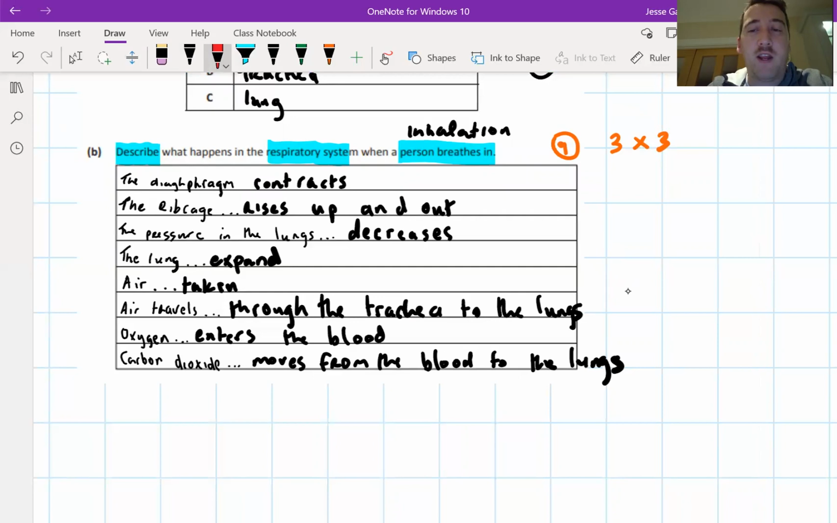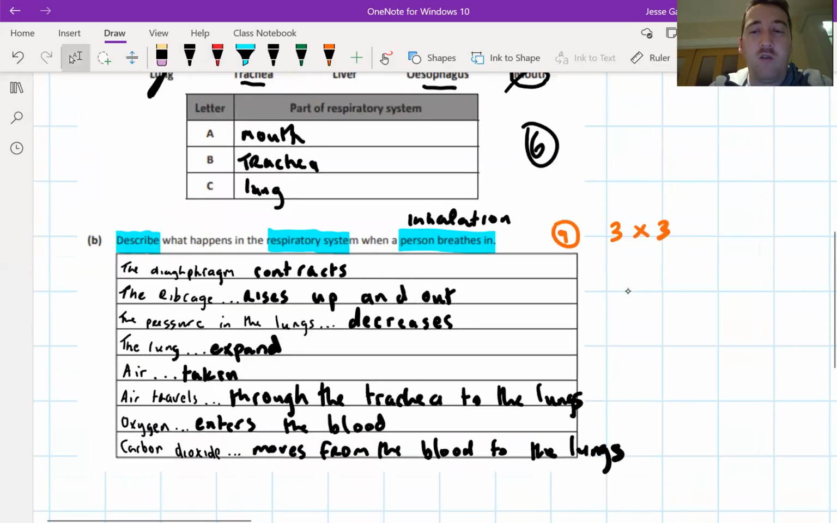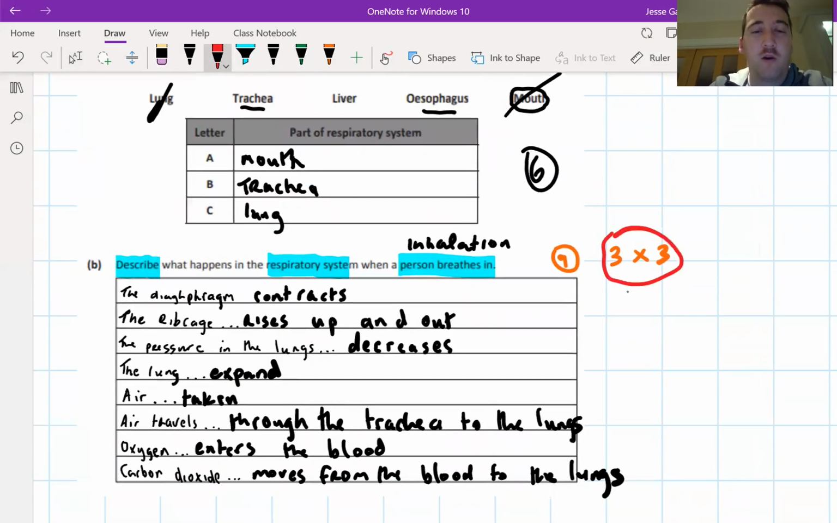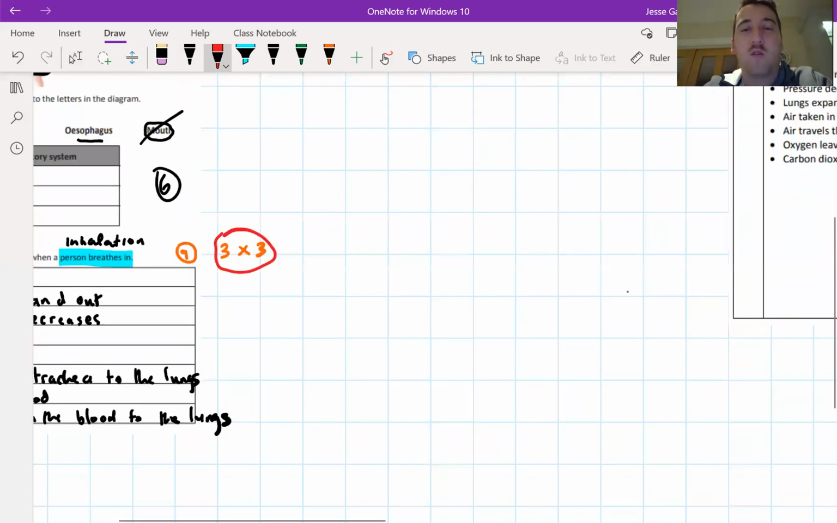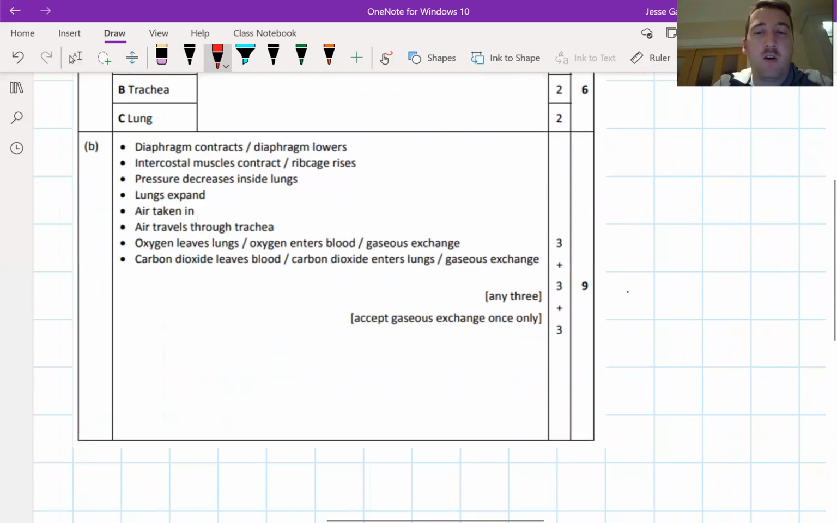And you only needed 3 of these. Hopefully you managed to get 3 of those points correct by yourself, saying something very similar to these. So we're going to take a quick look at the marking scheme. Here we go. We see the 9 marks are made of 3 by 3 here. You just need any 3. And there's a little point to note.